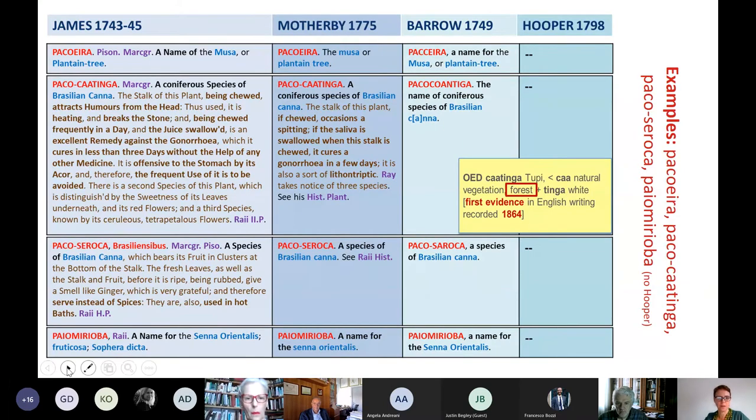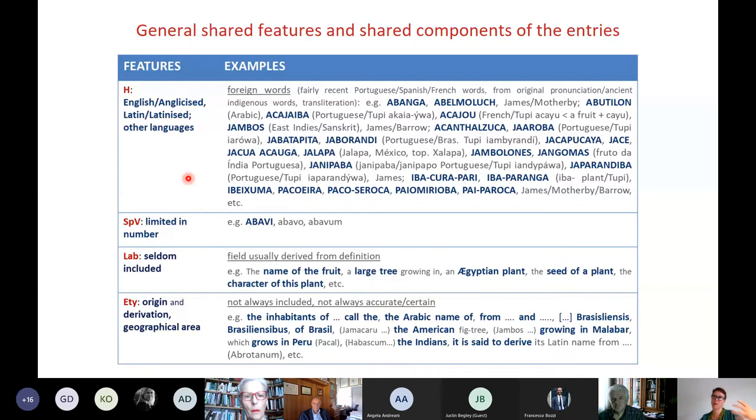Geographical issue. So to conclude, which are the general lexicographic features, lexicographic components? These new terms are included in English or as English or anglicized, Latin, Latinized, or other languages. And in particular, from Tupi through Portuguese, but also from Tupi through French or even Sanskrit for certain words, Portuguese, and also Abanga, Abelmoch, Arabic. It's not included, but I tell you this. Most of them come from Portuguese. Spelling variants are not so many. This is an example, above, aboveum, and then just one of them was established. Labels are seldom included.